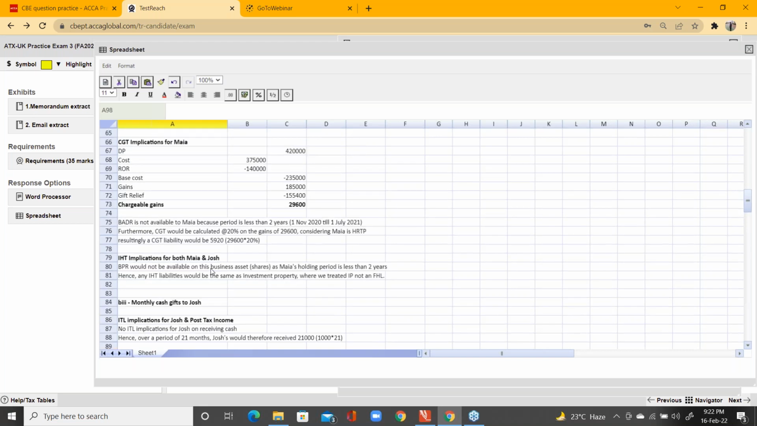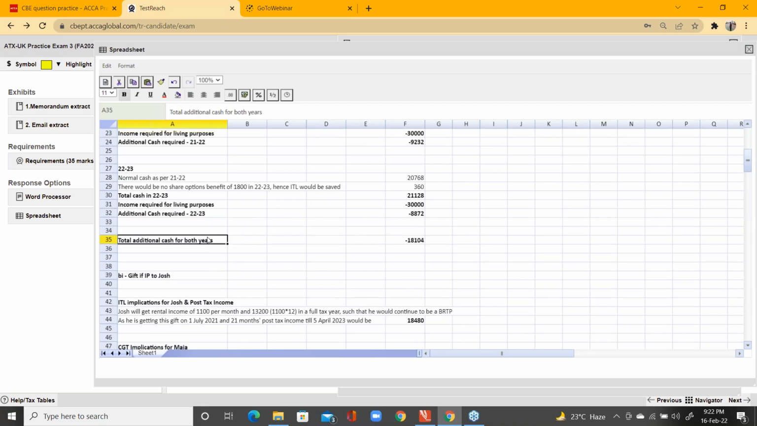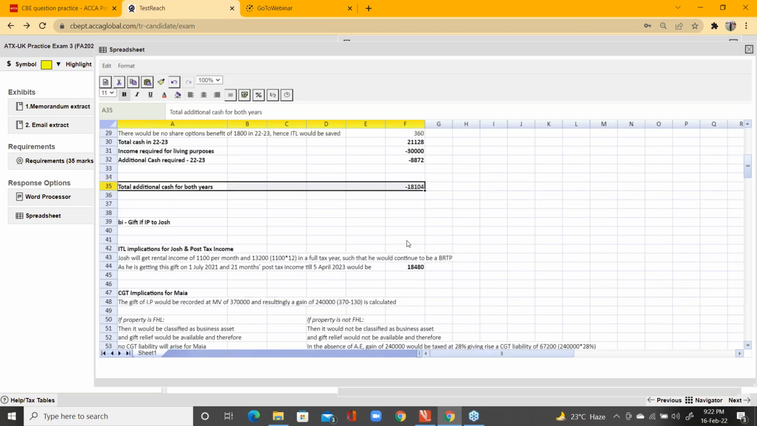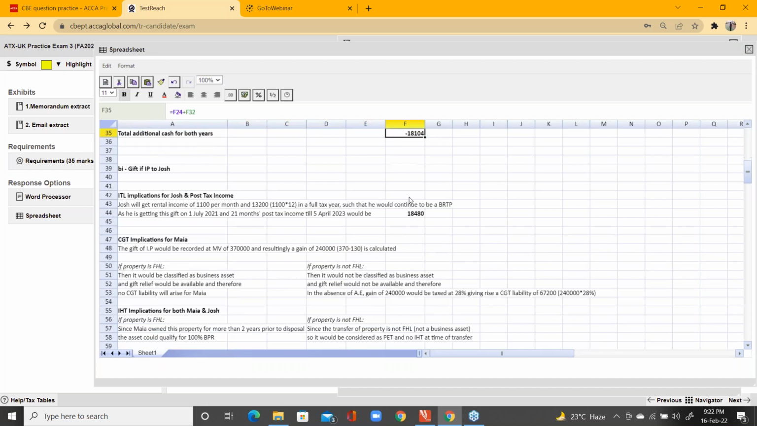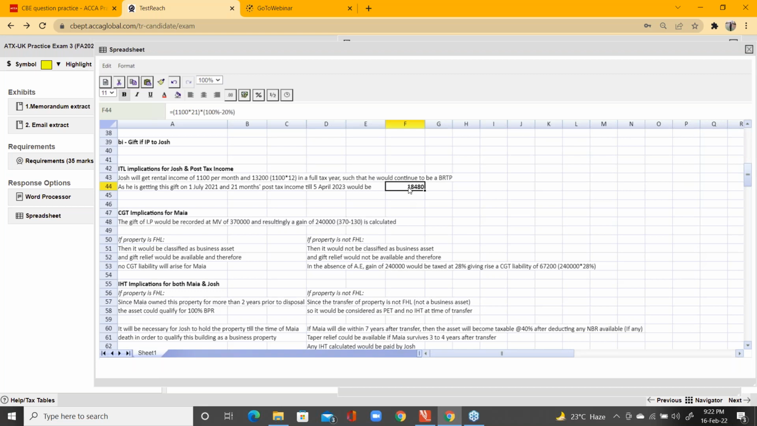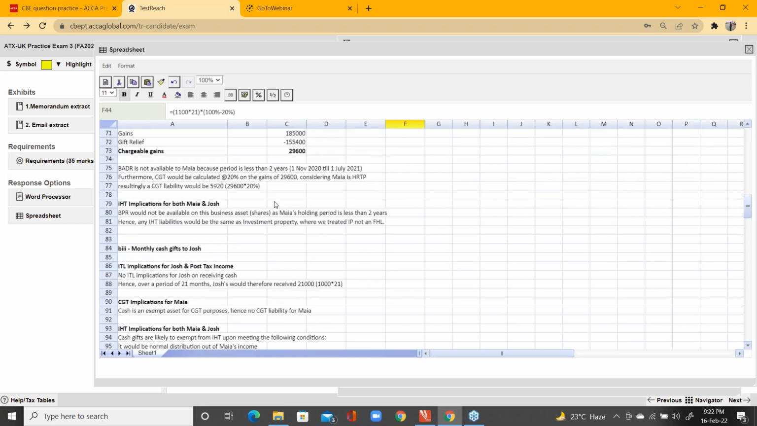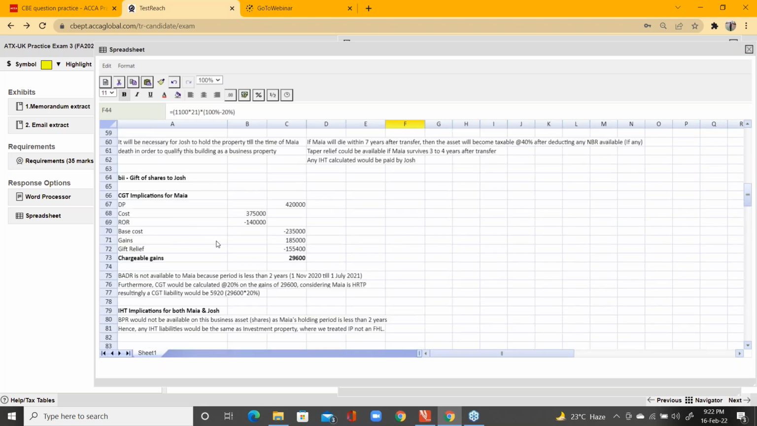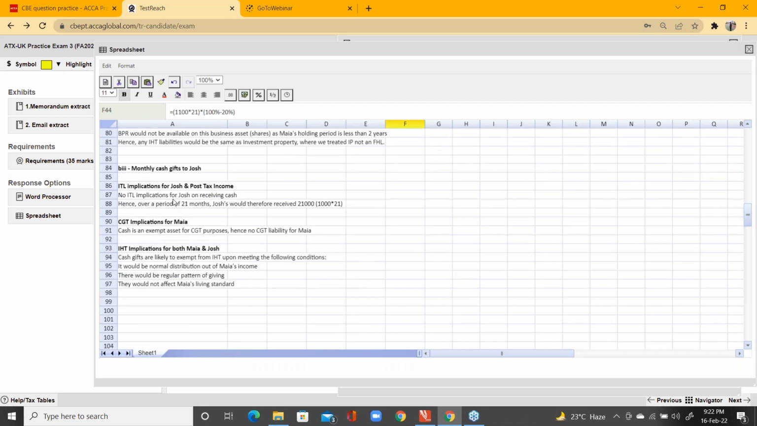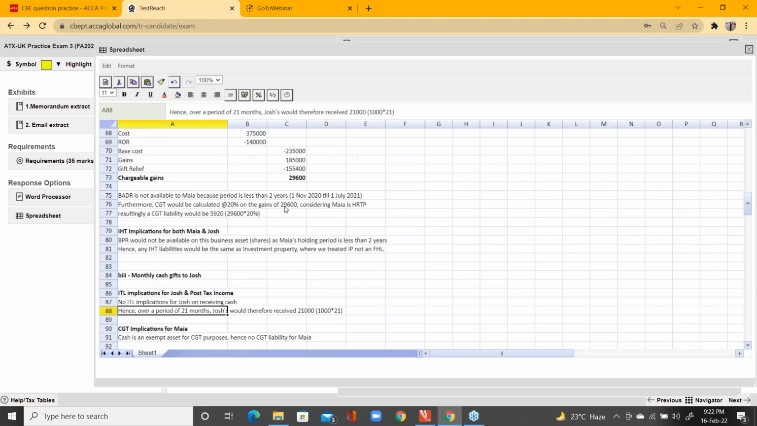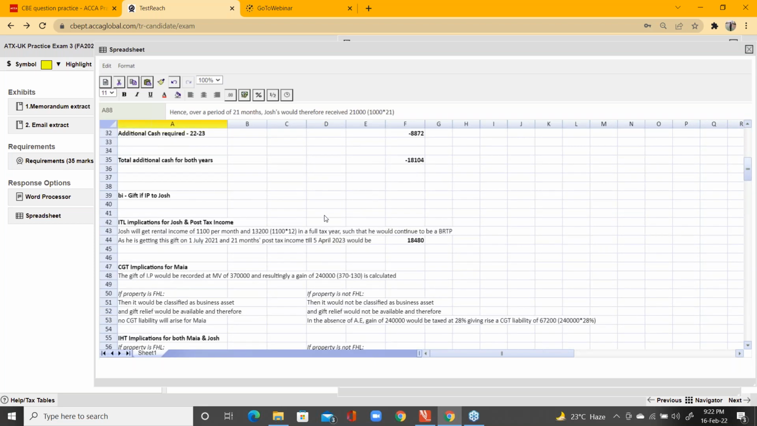And furthermore, his cash requirement will be resolved as Josh requires additional cash for both years, 18,108. Under strategy 1, he will get 18,480 in the form of rental income of investment property, and this was not needed under part B2 when the shares were gifted, but it was required in part B where Josh is getting cash. So this is how he would be resolving the shortage of cash of 18,104.